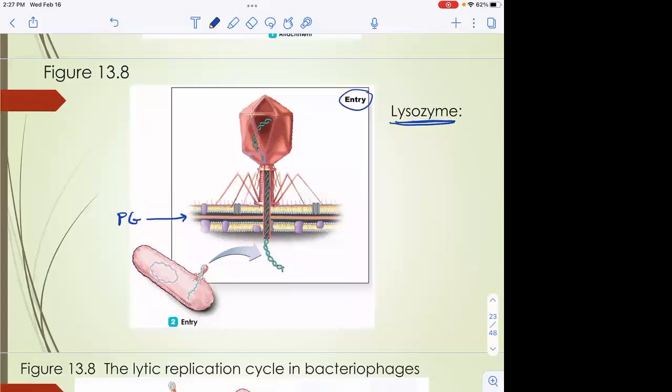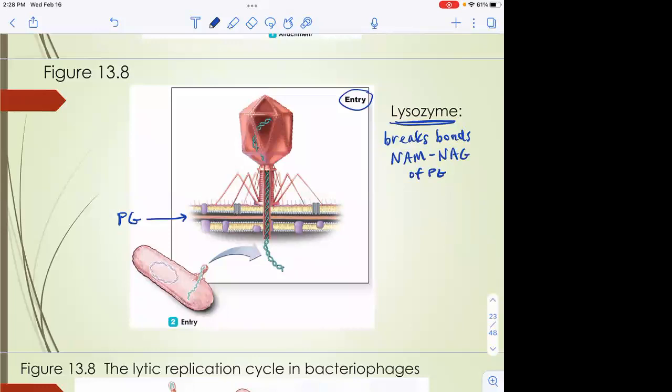Lysozyme breaks the bonds between those sugar subunits, NAM and NAG, N-acetylmuramic acid and N-acetylglucosamine. Okay, remember, those are the sugars of the peptidoglycan. So it breaks those bonds, weakens that cell wall, that peptidoglycan structure. So now the nucleic acid can enter into that E. coli cell.